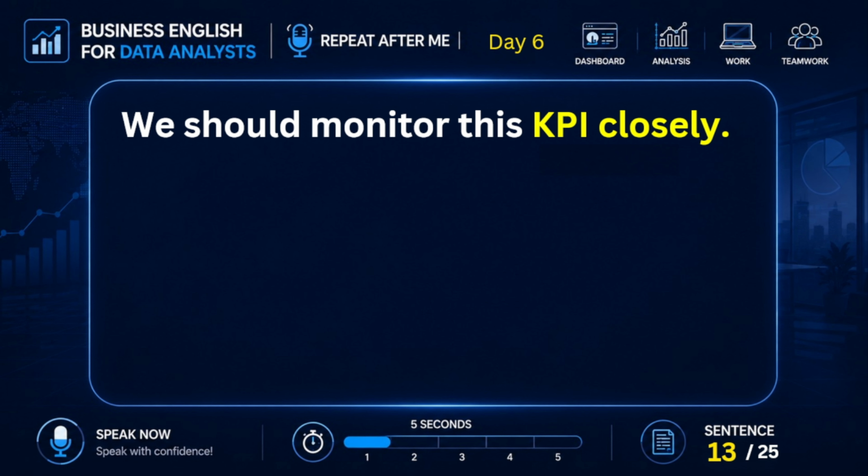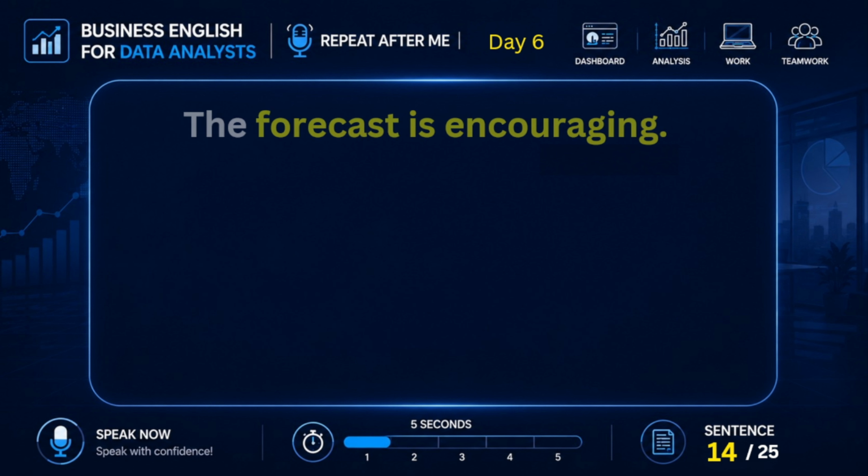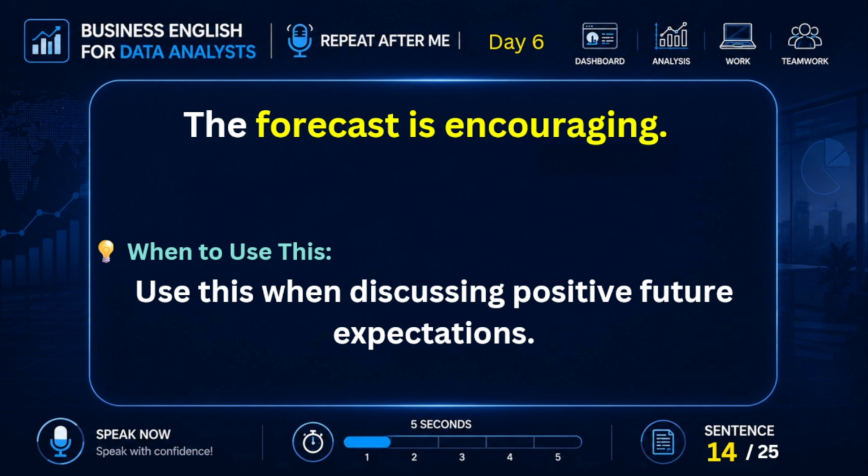We should monitor this KPI closely. Use this when a key performance indicator needs regular attention. The forecast is encouraging. Use this when discussing positive future expectations.